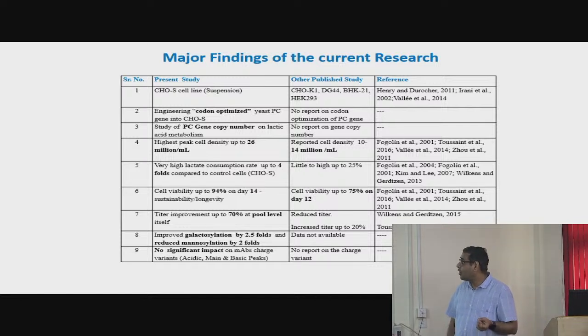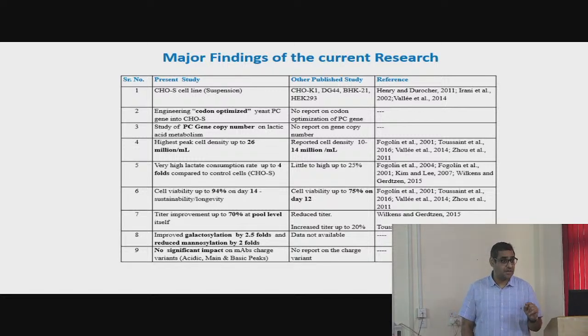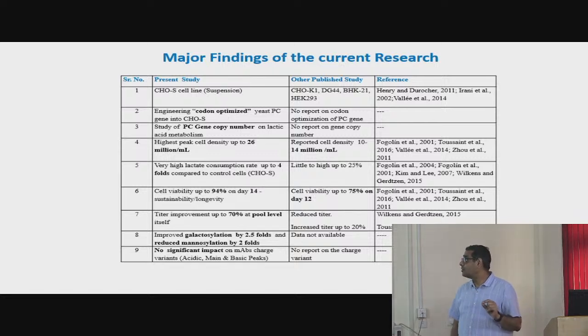Then we did the codon optimized yeast pyruvate carboxylase, but there was no report of the codon optimized earlier. So this is an innovation which we did. Then PC gene copy number effect on lactic acid metabolism was also reported for the first time. It was not reported earlier, and gene copy number data was not available. Highest peak density, 26 million.